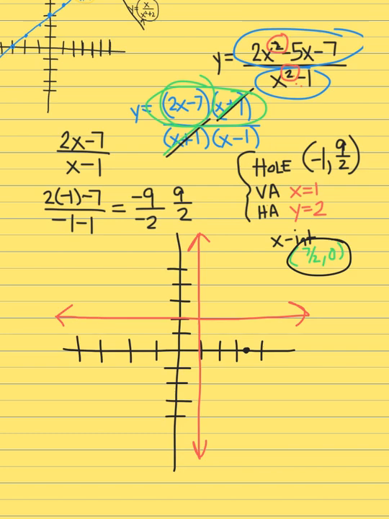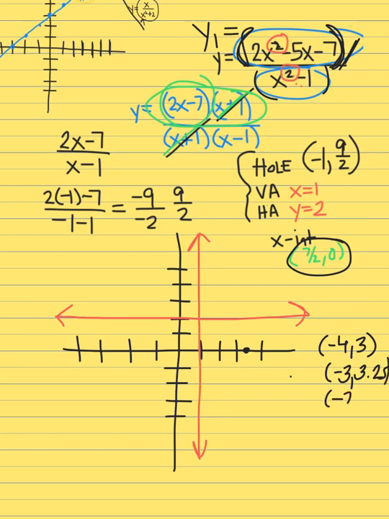I can plug in values for x in here and see what y is, but I can also put it in my calculator. When you put it in your calculator, you need to put the numerator in parentheses and the denominator in parentheses and put it all in your y1. So I put this in my calculator and I'm going to go to the table feature. My table feature is giving me points that are -4, 3, -3, 3.25, -2, 3.6 repeating, and there's going to be an error at -1.